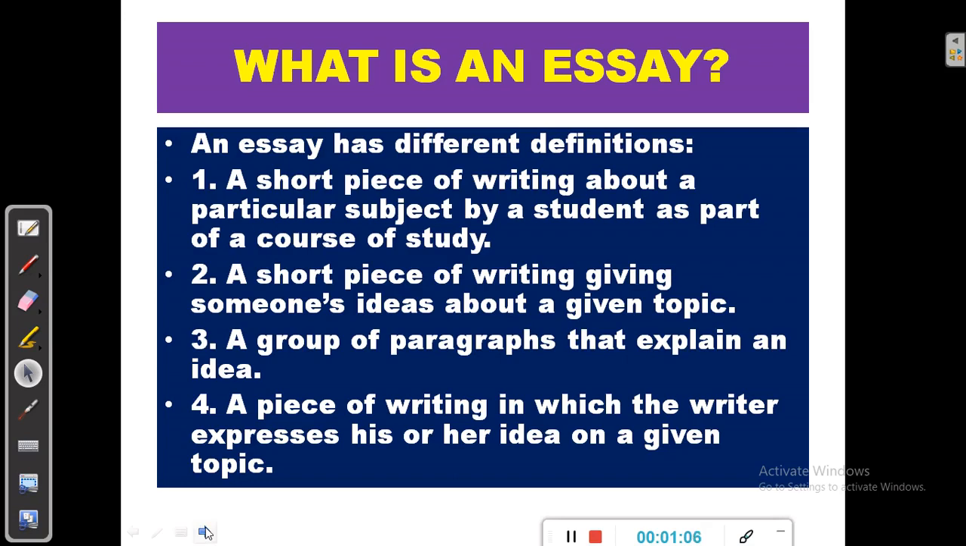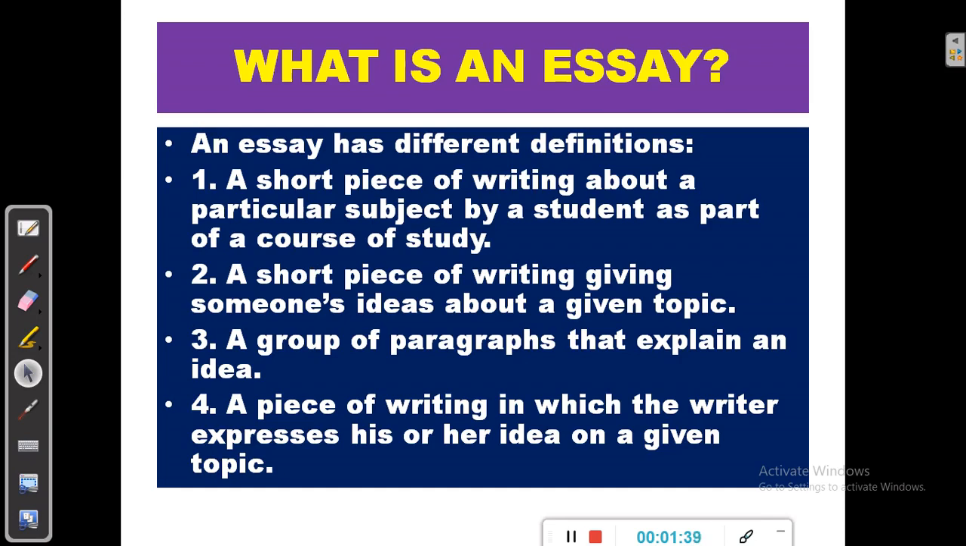What is an essay? An essay has different definitions. Number 1, a short piece of writing about a particular subject by a student as part of a course of study. Of course, that is an essay, one of the definitions of an essay. And you know, there are different forms of writing that students can be asked to write as part of a course of study.